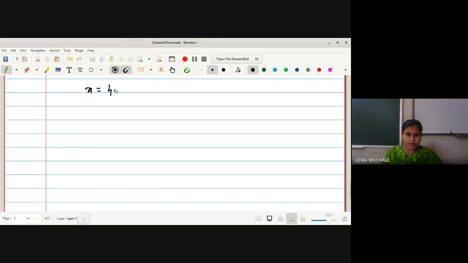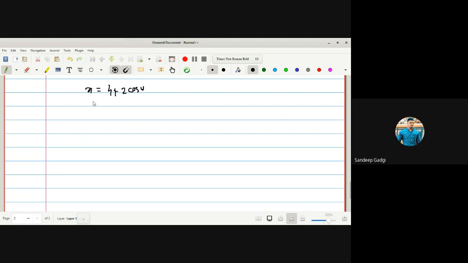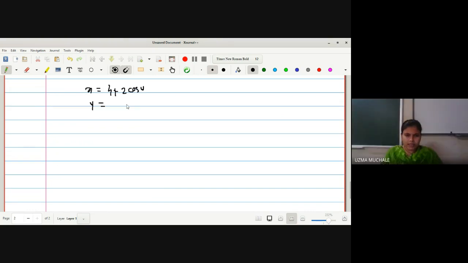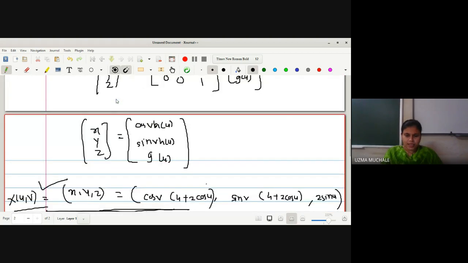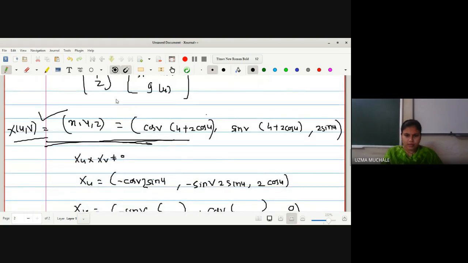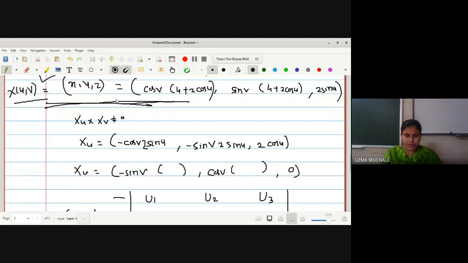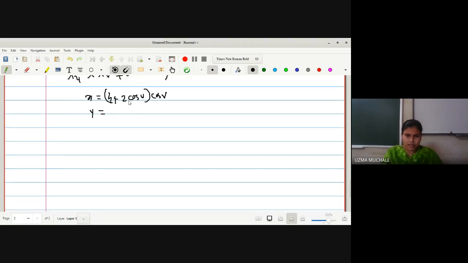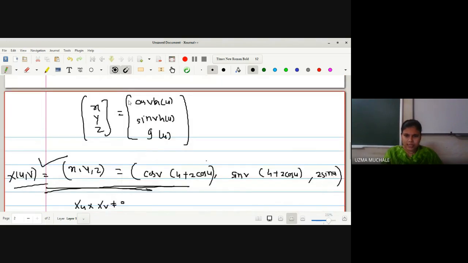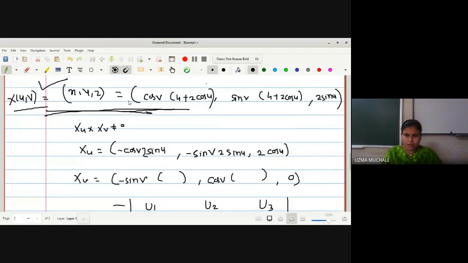Okay, so now let us see what is x. X is nothing but 4 plus 2 cos u, and y is equals to, yes, what is the value for y we have got? It is 4 plus 2 cos u into cos v. Okay, let me write down the next one, that is sin v into 4 plus 2 cos u.